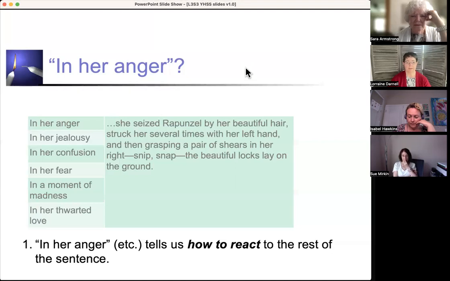Now, if it matters exactly what she looked like when she was angry, then you might want to have more detail. But this degree of concreteness is sufficient to do what in her anger does. That adds something by itself and doesn't take up any more space than three words. And yet it does help us know how to interpret what's going on.